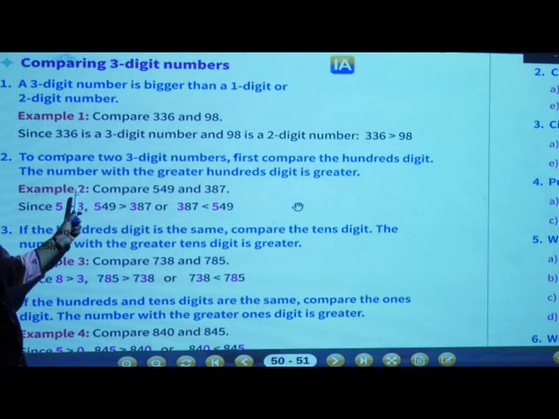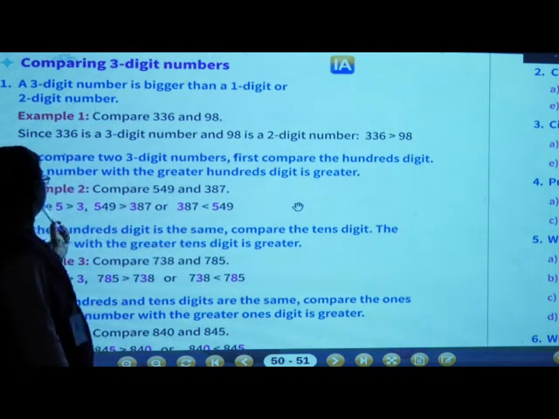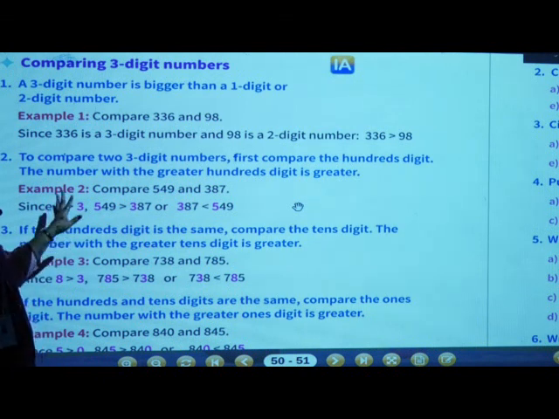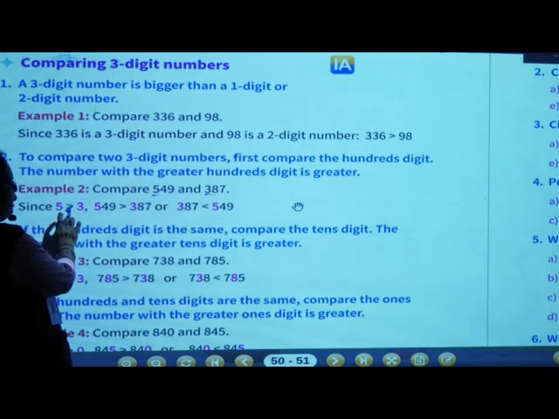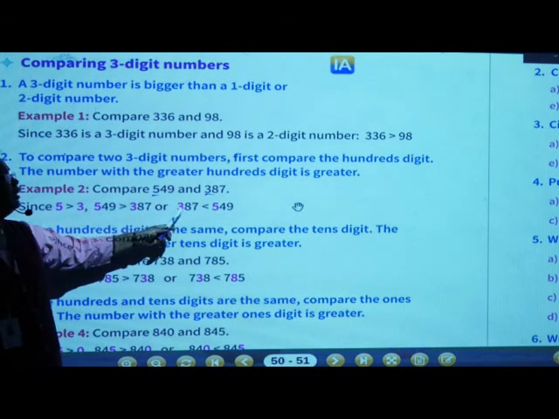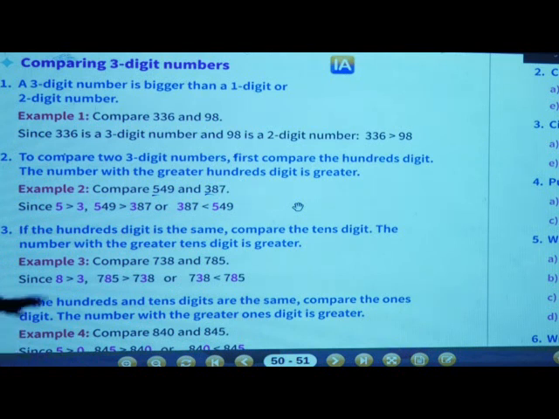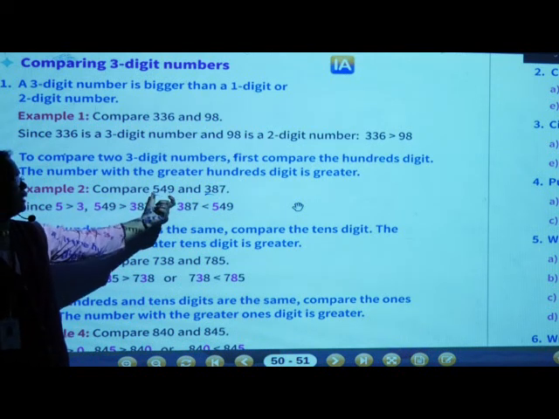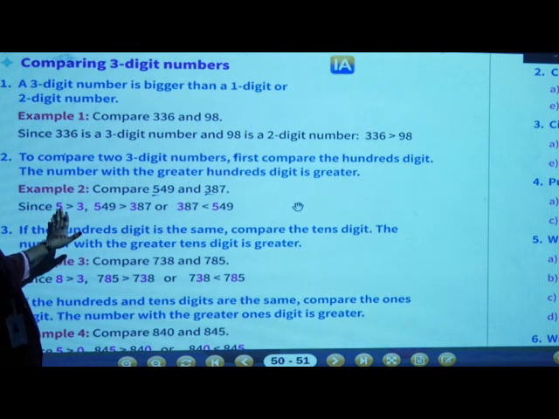For example, compare 549 and 387. Since we want to take the hundreds number, here are 5 and 3. So 5 is greater than 3, since 549 is greater than 387, or 387 is smaller than 549. Because first we look only at the hundreds place. 5 is in the hundreds place and here 3 is in the hundreds place. So 5 is greater than 3. In this way, we can do comparison.